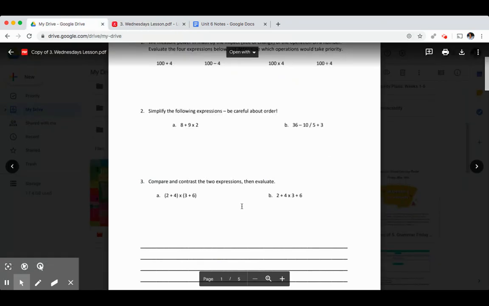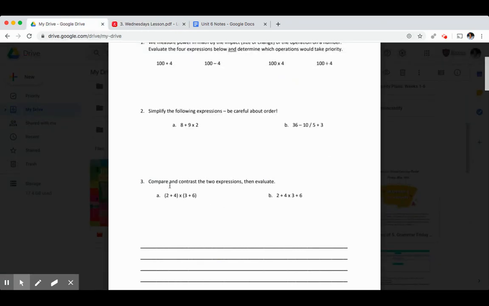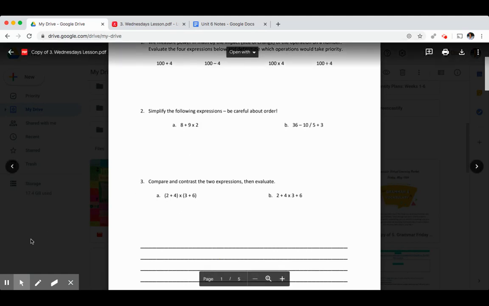Last, for our problem-solving task, you're going to do number 3, parts A and B. You're going to compare the two expressions and write about it. That means telling me what is similar between these two expressions and what is different. And then you're going to solve them. Pause the video here to do that now.